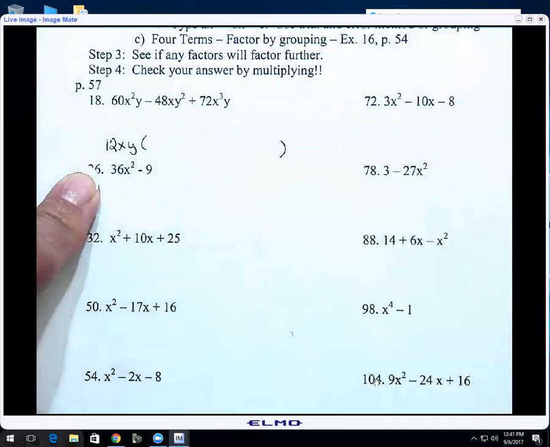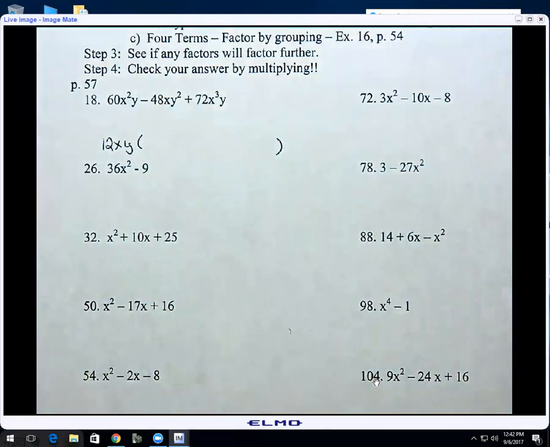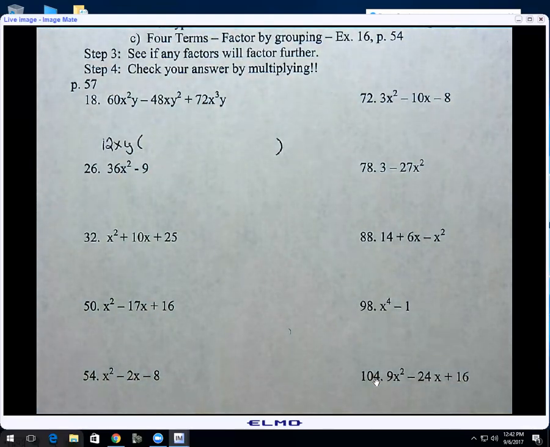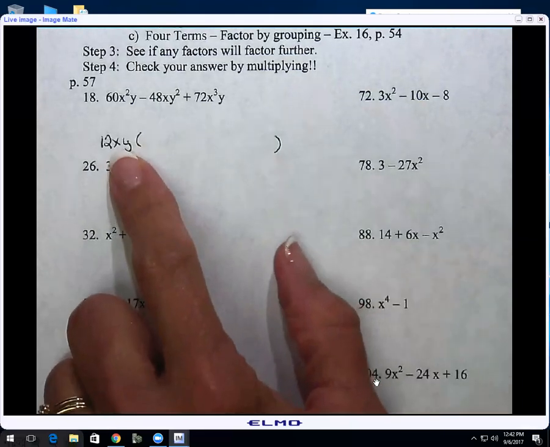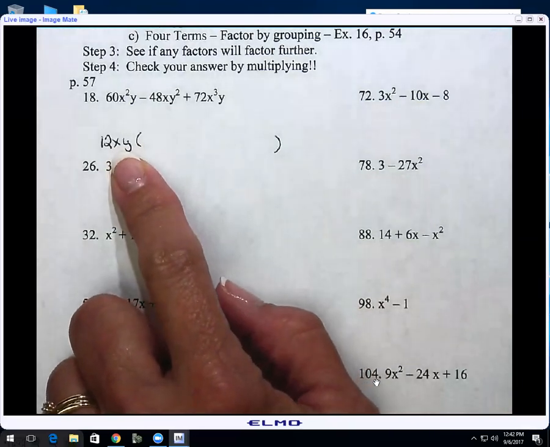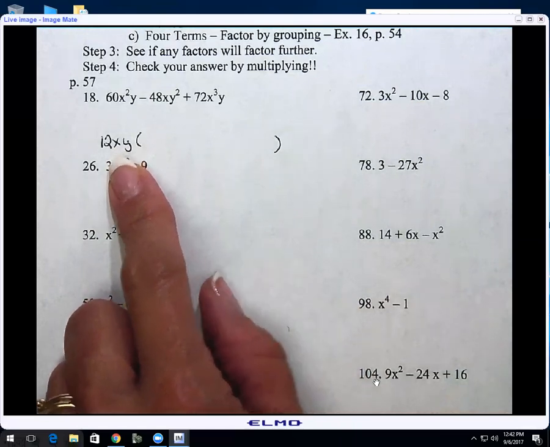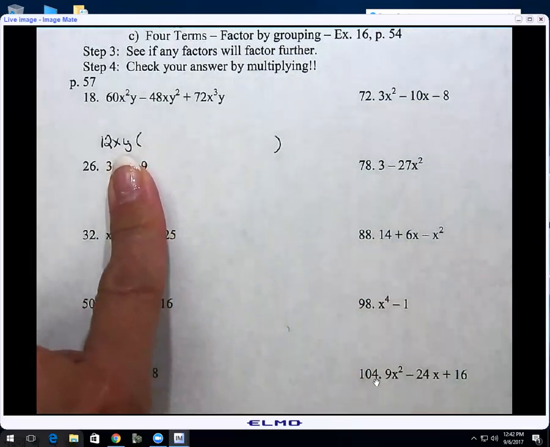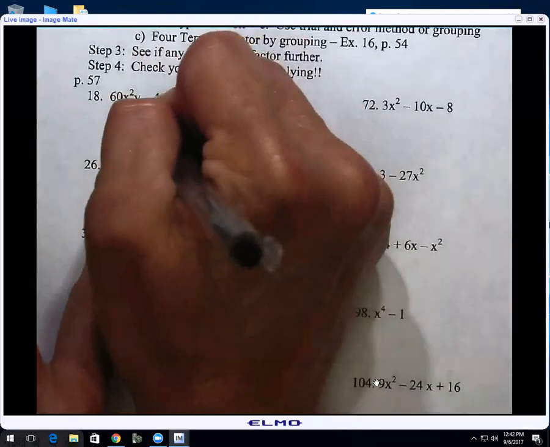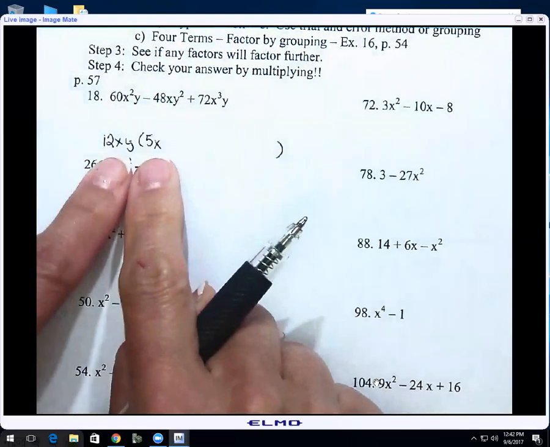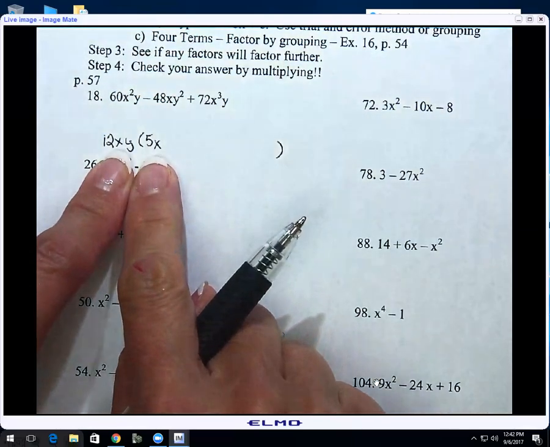And then in parentheses beside it, I need to put what's left of each term if I factor out that 12xy. Maybe I'm skilled enough that I can just squint and see. What do you multiply times 12xy to get 60x squared y? 5x. Sounds like you are skilled enough just to squint and figure that out.